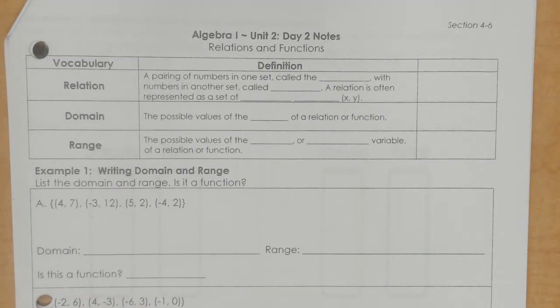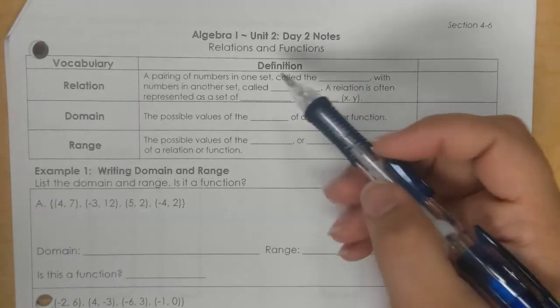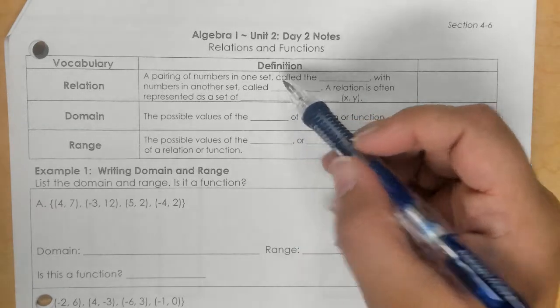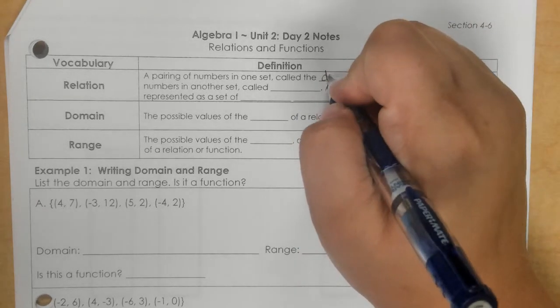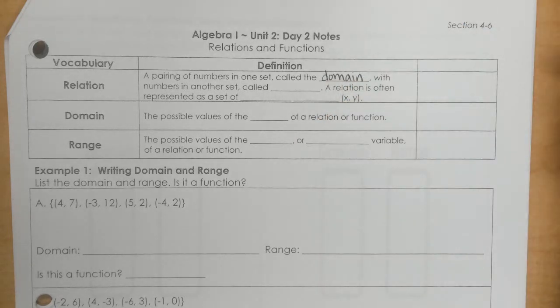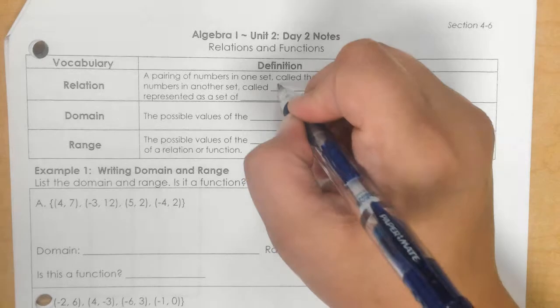For day 2 notes, we're talking about relations and functions. So a relation is like this graph that I give you or some random equation, and you've got to tell me about it, okay? If you look at ordered pairs, it's the pairing of numbers in one set called the domain, with the numbers in another set called the range.